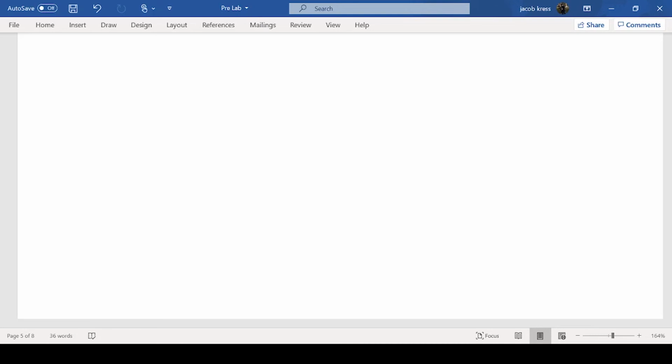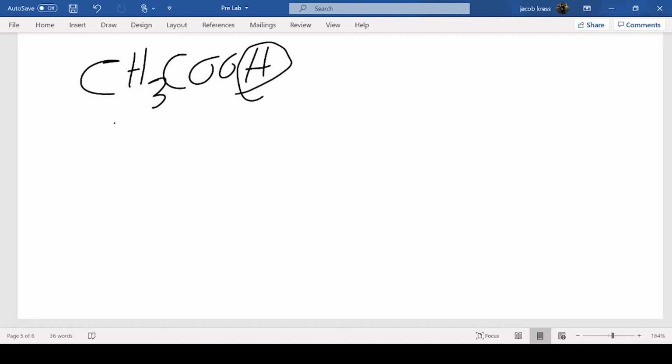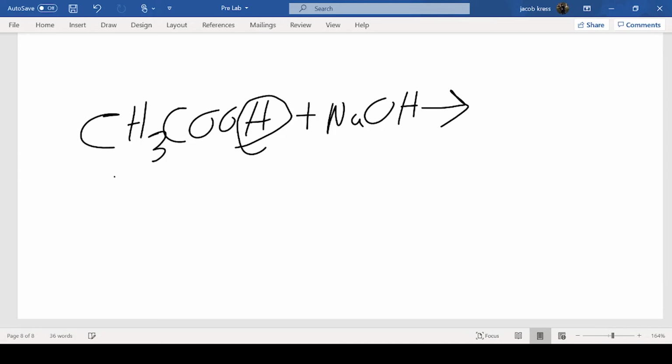So acetic acid, you guys remember, is CH3COOH. You guys are going to see, those of you who go on to organic chemistry, chemists tend to put their acidic proton at the end. So that's the proton we're going to be worrying about. If we react this with sodium hydroxide, we get our water and our salt.